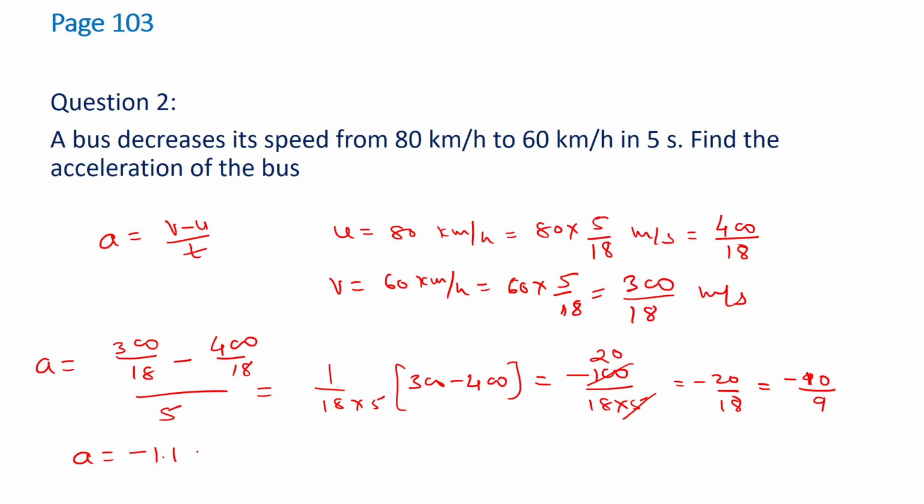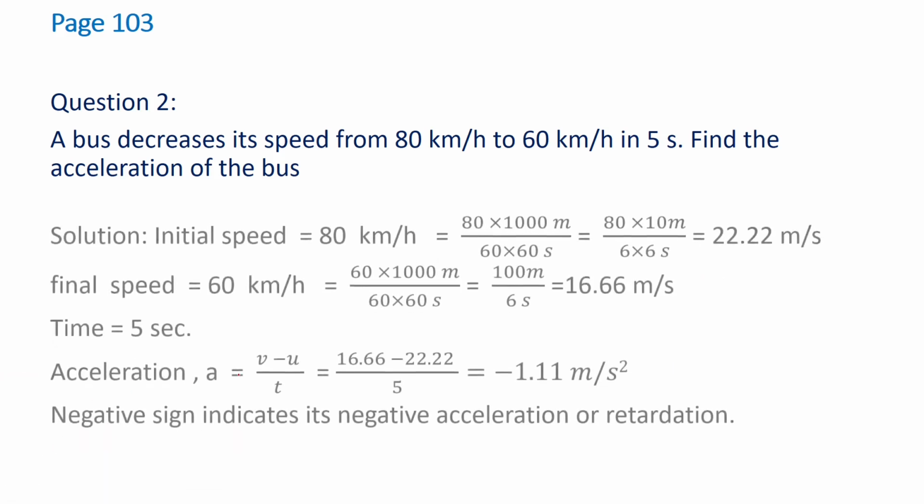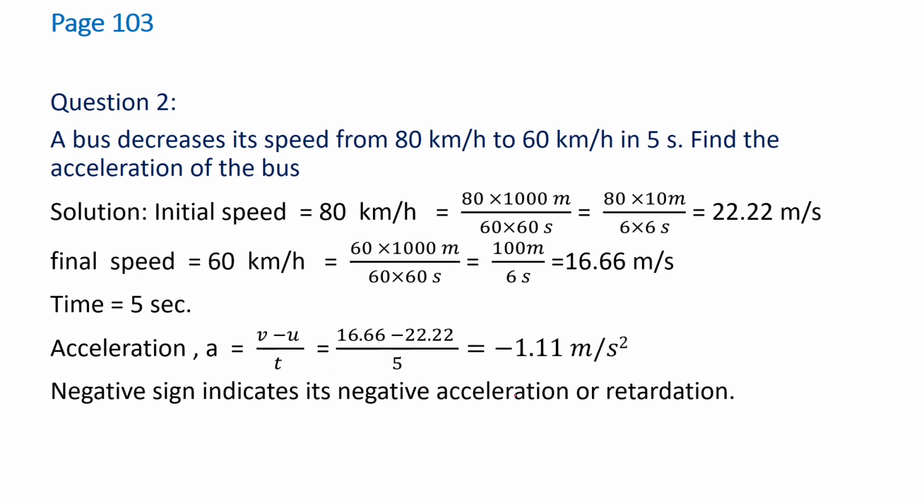So acceleration will be, dividing 10 by 9, minus 1.1. This much is enough. The unit of acceleration is meter per second square. So the answer to this question is minus 1.1 meter per second square. Let's move to the next question.